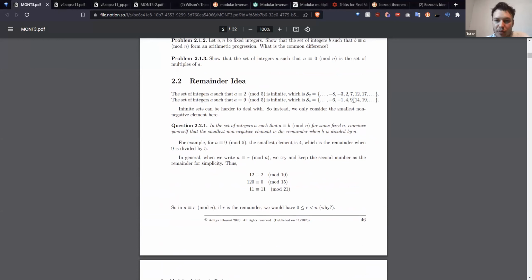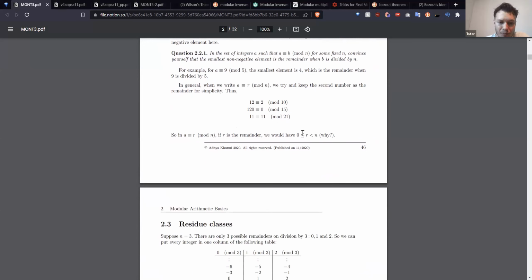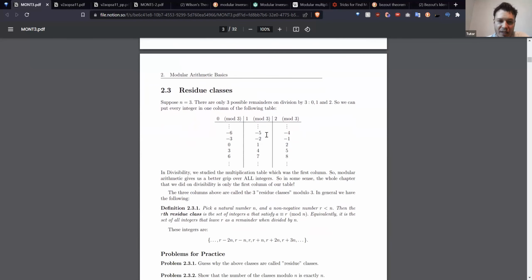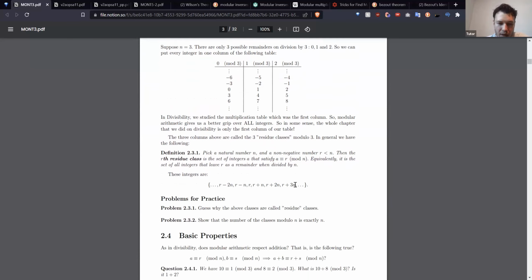Or if I take 4 plus 5 plus 5 plus 5, or minus 5 minus 5 minus 5, all of them are going to have remainder 4 mod 5, right? And basically, if we look at, for example, mod 3, the numbers split into 3 groups. Those that give you remainder 0, so of the form 3k. These are numbers of the form 3k plus 1. These are numbers of the form 3k plus 2.